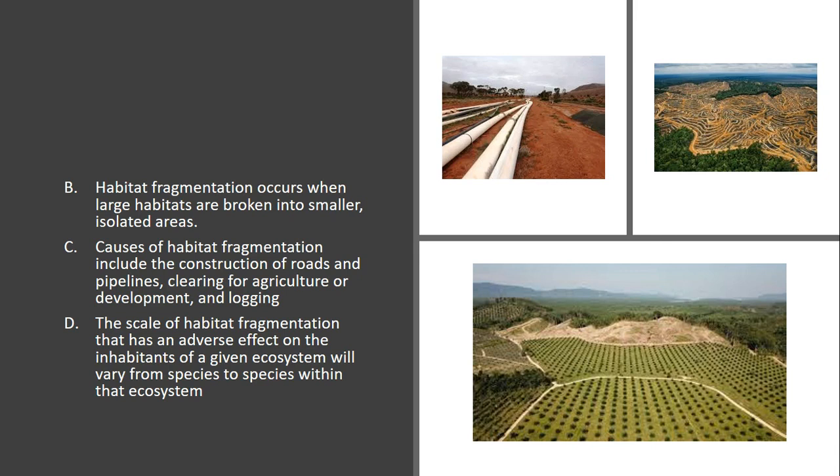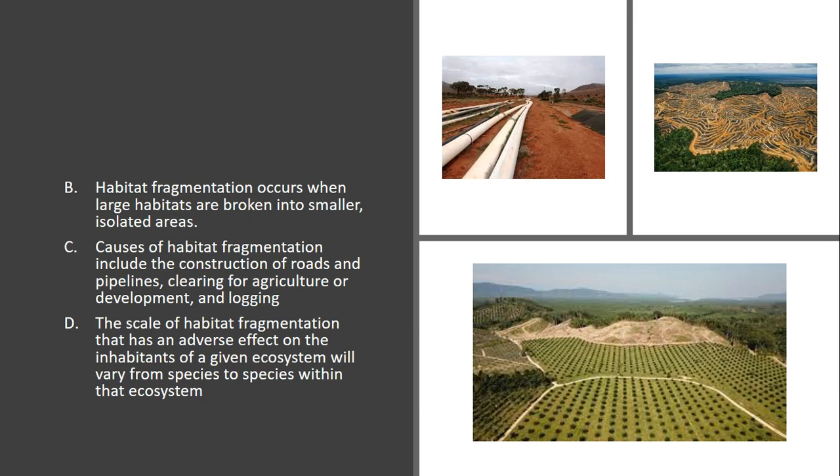So here we see habitat fragmentation occurs when very large habitats usually get broken down into smaller, more isolated areas. This is usually driven by the construction of roads, maybe pipelines, maybe clearing land for agricultural purposes. Now, the scale of that habitat fragmentation has an adverse effect on the inhabitants of that given ecosystem.